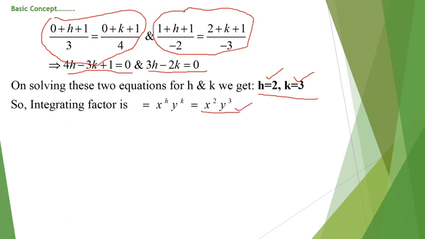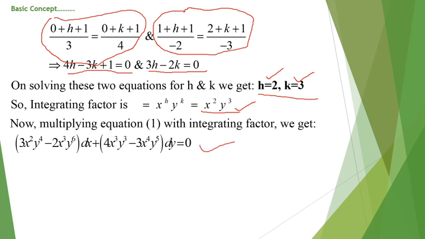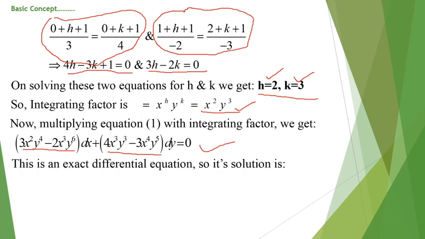Now we have to multiply the entire equation with this particular integrating factor. On multiplying, we get this equation: 3x square y raised to power 4 minus 2x cube y raised to power 6 dx, and 4x cube y cube minus 3x raised to power 4 y raised to power 5 dy is equal to 0. This is the exact differential equation.